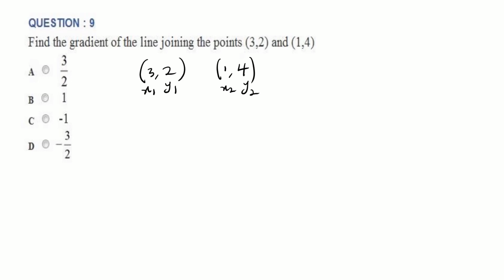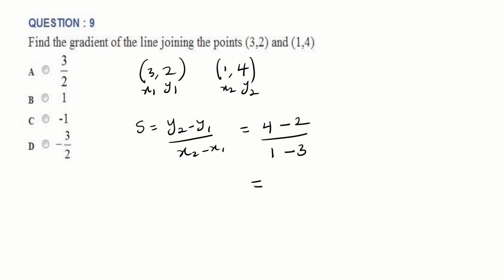And recall that the formula for finding gradient, which is also the same thing as slope, is S equals y2 minus y1 over x2 minus x1. So here we have y2 to be 4 minus y1 which is 2, divided by x2 which is 1 minus x1 which is 3, and that equals 2 divided by minus 2, and that is minus 1. That is option C. Be as fast as possible.